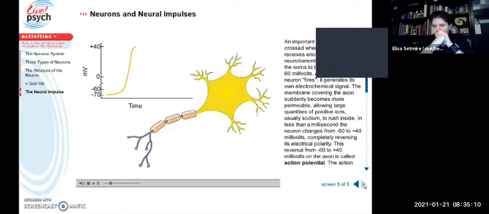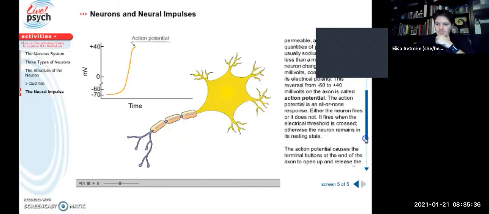The membrane covering the axon suddenly becomes more permeable, allowing large quantities of positive ions, usually sodium, to rush inside. In less than a millisecond, the neuron changes from negative 60 to positive 40 millivolts, completely reversing its electrical polarity. This reversal from negative 60 to positive 40 millivolts on the axon is called an action potential.